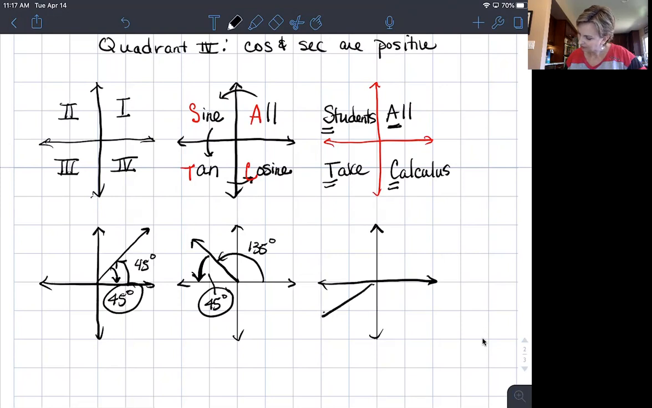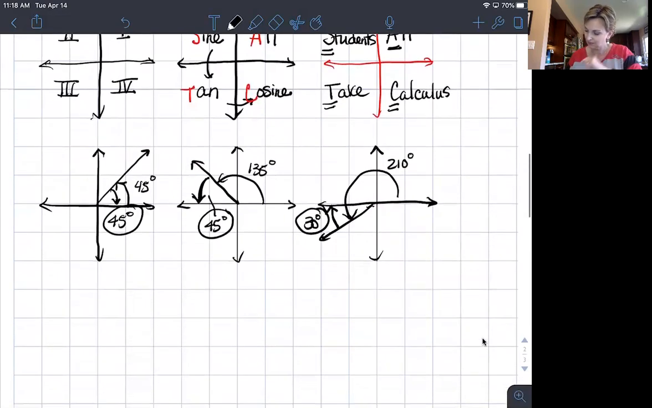Let's do another one. Let's do 210. What's the reference angle for 210 degrees? Right, the smallest angle that'll get us to the x-axis, or the difference between 180 and 210. So that's going to be 30. 30 degrees is the reference angle for 210 degrees. Okay, let's do one more, just reviewing what a reference angle is, and then we're going to put these things together.